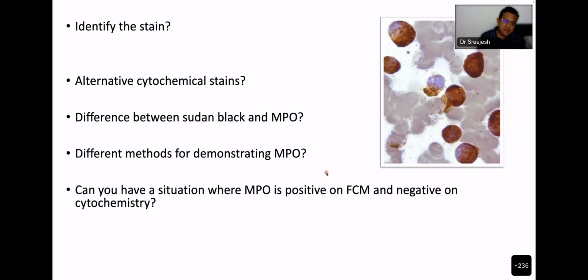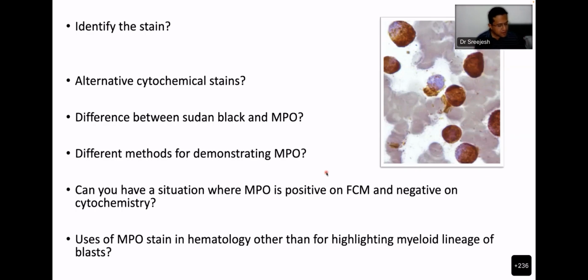So they are different. You can have a situation where the flow cytometry is positive, IHC is positive, but in cytochemistry it is negative. It can happen, due to multiple reasons. Okay, so Kartika, Mehak, what are the other uses of MPO stain in hematology other than for highlighting the myeloid lineage of blasts?